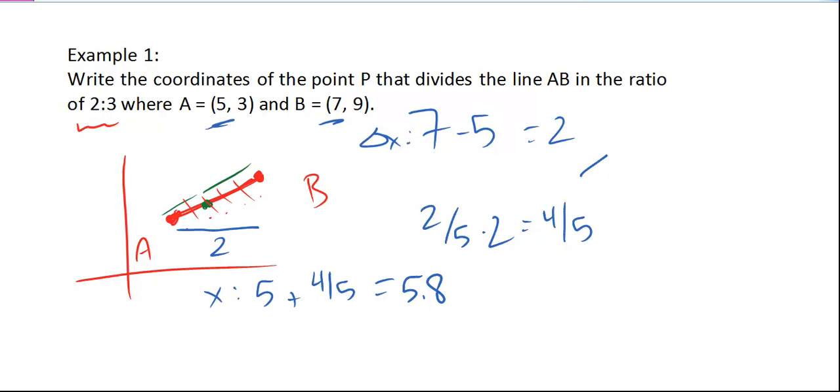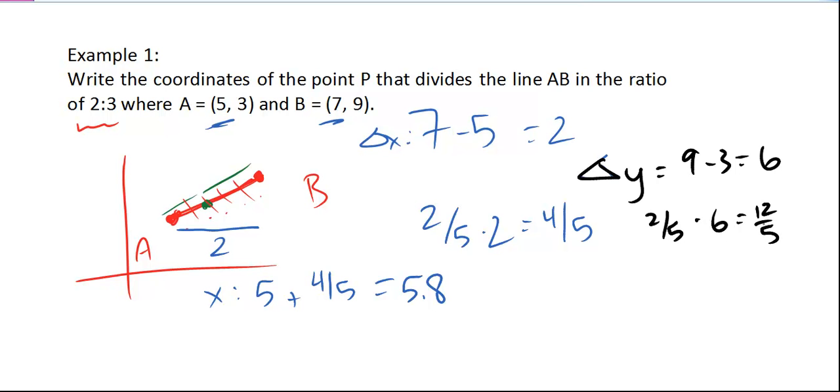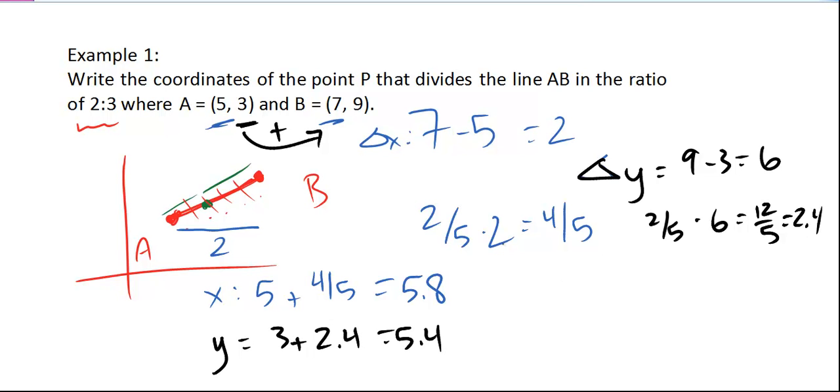And now I need to do the same thing for my y's. My change in y is equal to 9 minus 3, which is 6. So if I want 2/5 of that distance, 2/5 times 6 is 12 over 5, which if you want you can call that 2.4. So this means that I need to go from 3 towards 9, which means I'm adding. So my y-coordinate is going to be 3 plus this new distance of 2.4, which is 5.4.